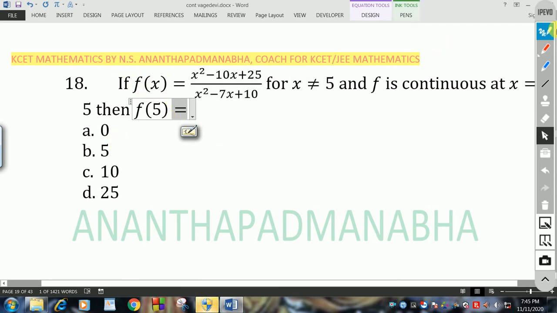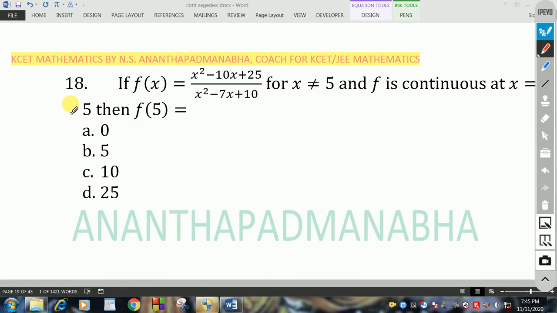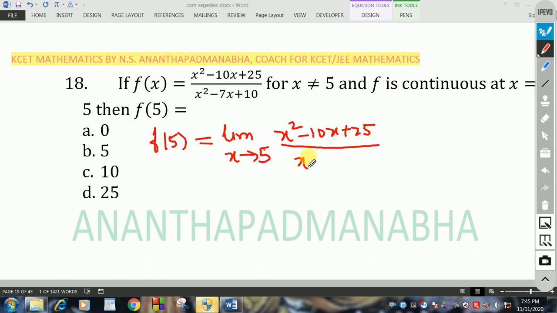So therefore I can write f of 5 is equal to the limit as x tends to 5 of (x square minus 10x plus 25) divided by (x square minus 7x plus 10). This is what is required to find.